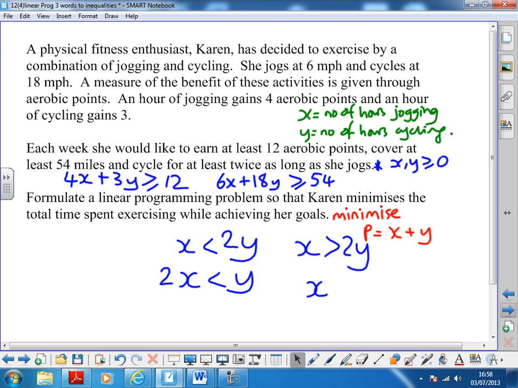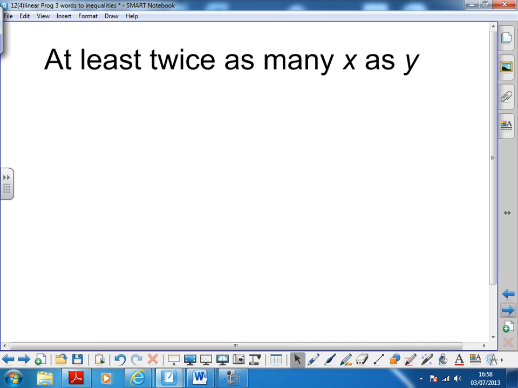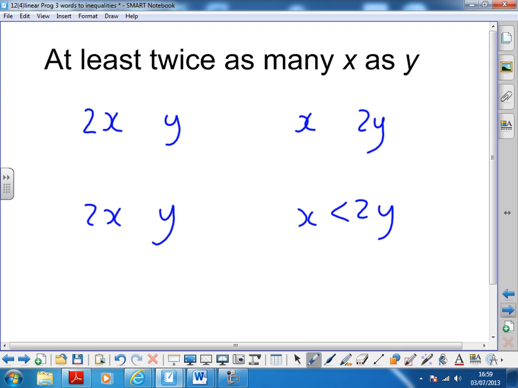Let's go on to another page for this. This is the hardest thing in linear programming, I think. It makes my brain explode. At least twice as many x as y. So it's going to have an x and a y and a 2. But what happens with the x and the y and the 2? Usually if I ask the class to vote on this, it's like 25% for each one, because it is really confusing.